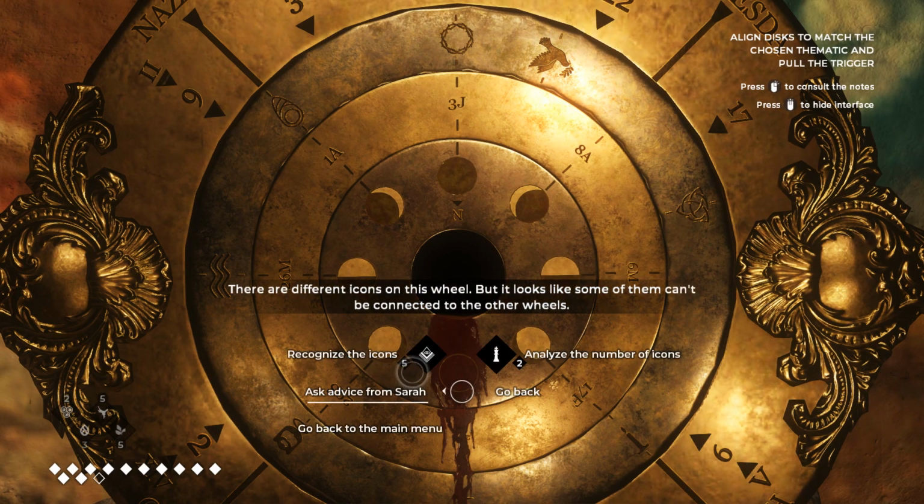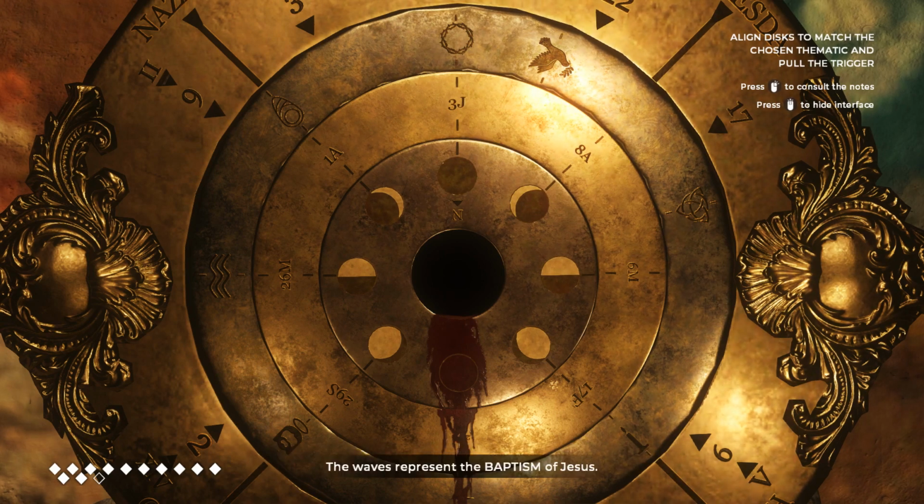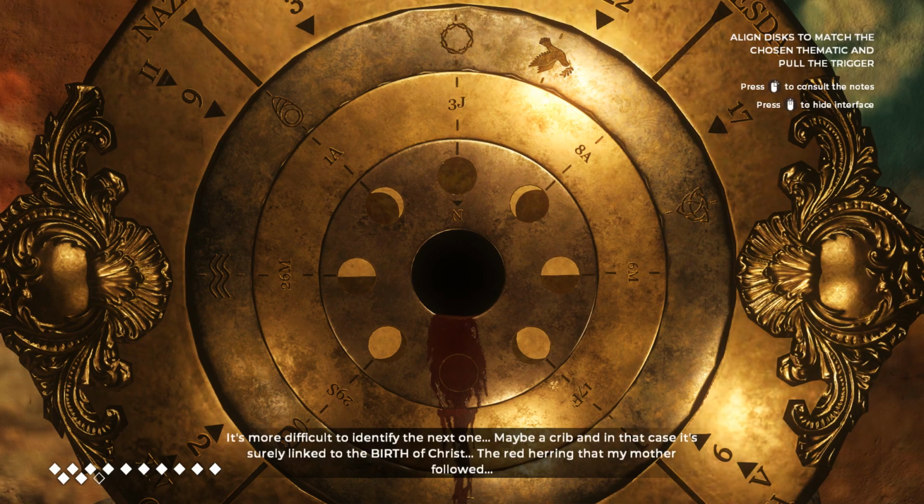There are different icons on this wheel, but it looks like some of them can't be connected to the other wheels. I think I can make out each one of the icons apart from the one covered in blood. Going clockwise from the one I just mentioned, we have the halo that represents the resurrection. The waves represent the baptism of Jesus. It's more difficult to identify the next one. Maybe a crib, and in that case it's surely linked to the birth of Christ.